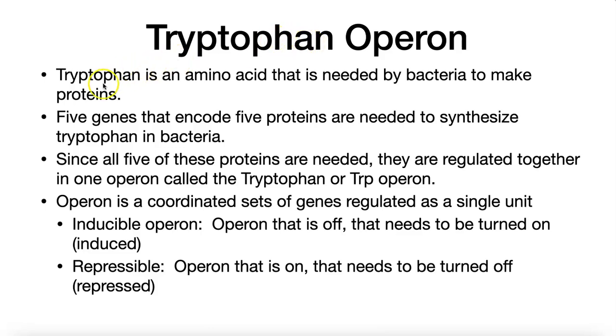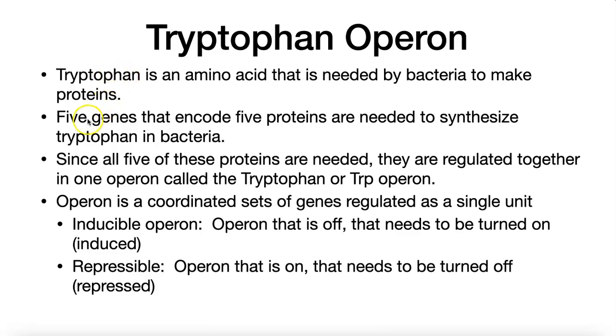Tryptophan is an amino acid, and if you remember, amino acids are the building blocks of proteins. Having all the amino acids present is really important because cells need to make proteins all the time to be successful and to survive. So having tryptophan present is really important.